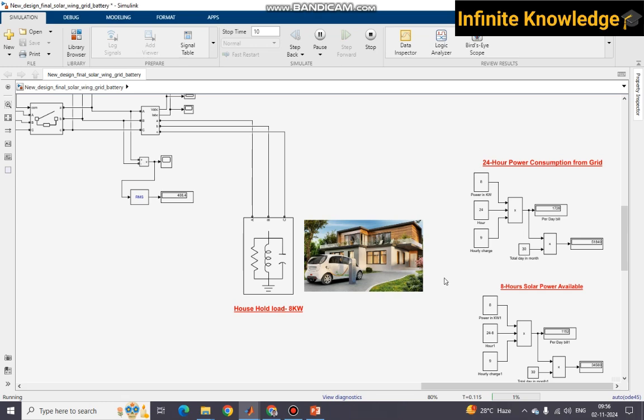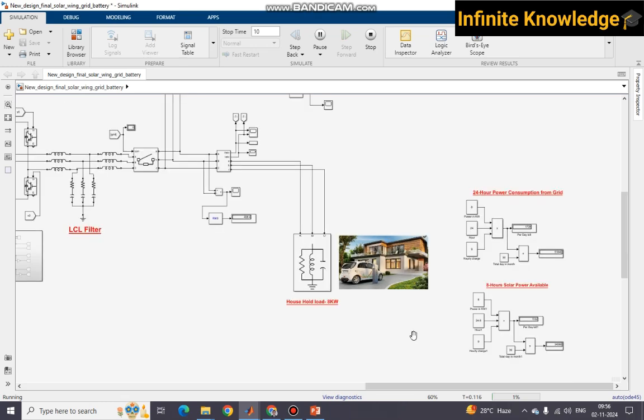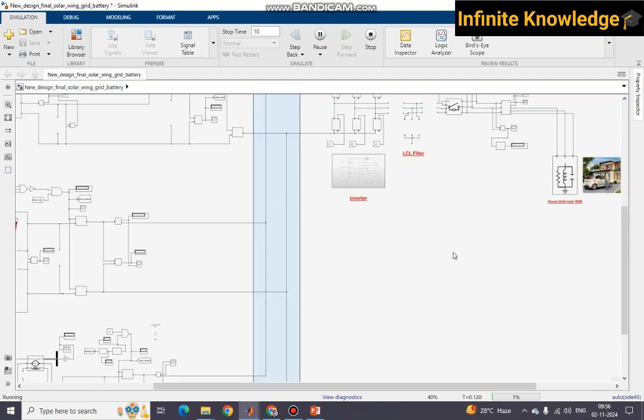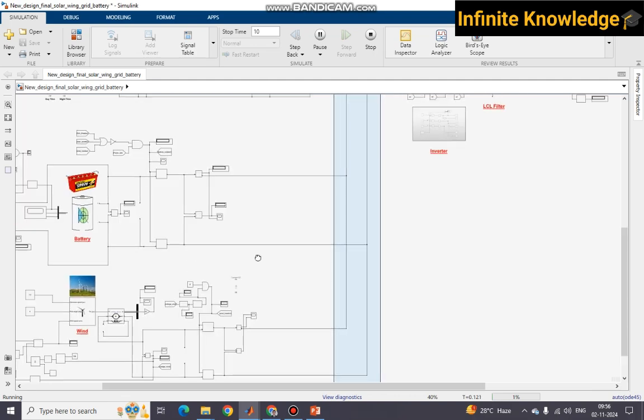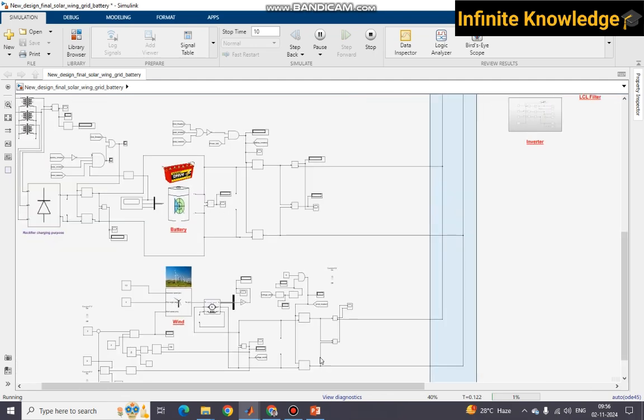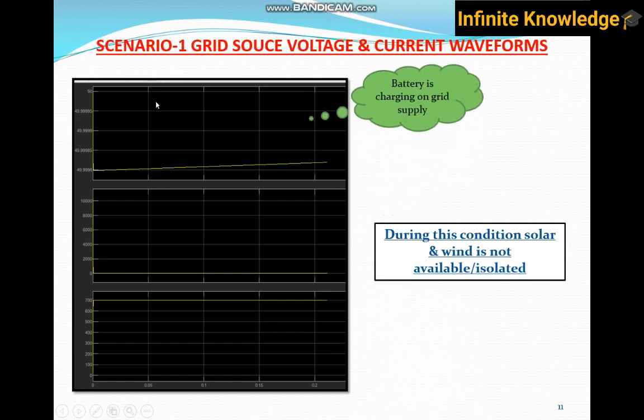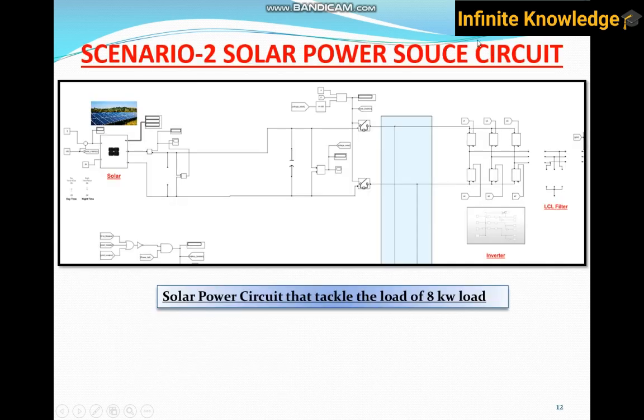Okay. So that is why it is not recommended to only consider the grid, and that is why it is recommended to go with the renewable sources also. Okay. So I think scenario 1 is completed at this moment, and we can continue with scenario 2. So scenario 1 is where your grid is able to supply your load and the battery is charging. What is scenario 2?